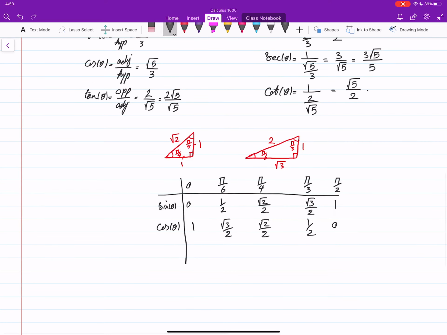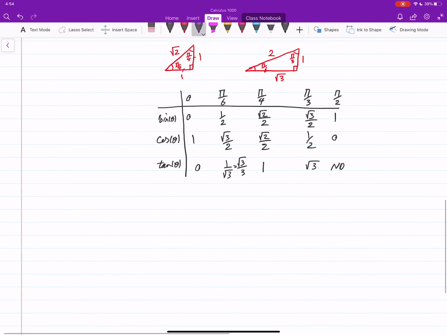And then you can find all the other ratios using these ones. For example, tan theta, it is sine over cosine. This will be 0. This will be 1 over root 3, which is the same thing as root 3 over 3. This is 1. This is just root 3, and this is not defined. So tan of pi over 2 is not defined. This is always the case when you have some information about one of the ratios. You can find almost all of them.